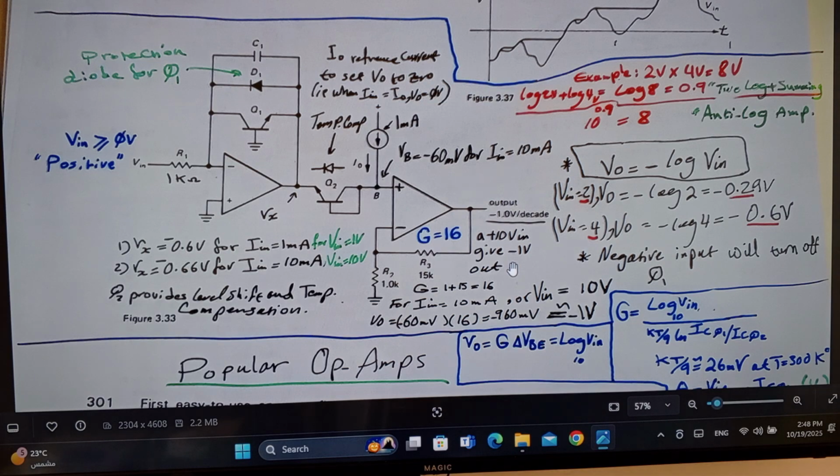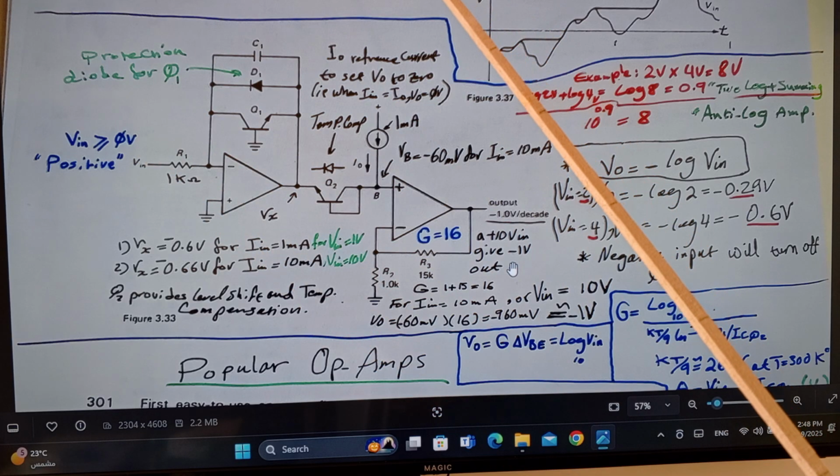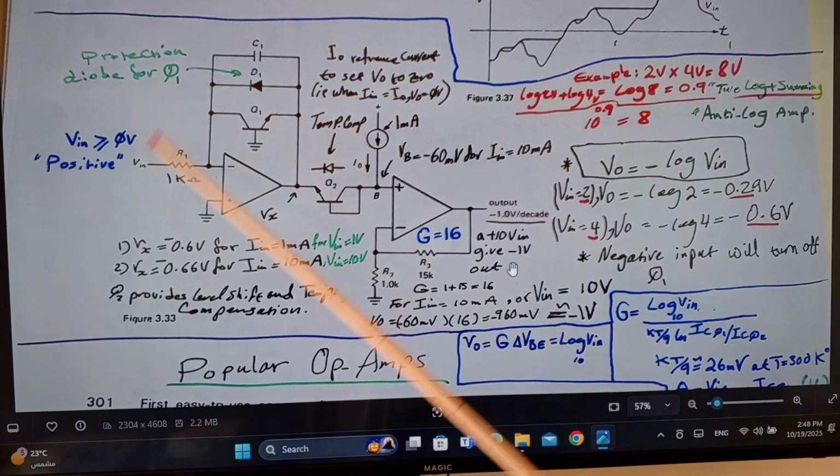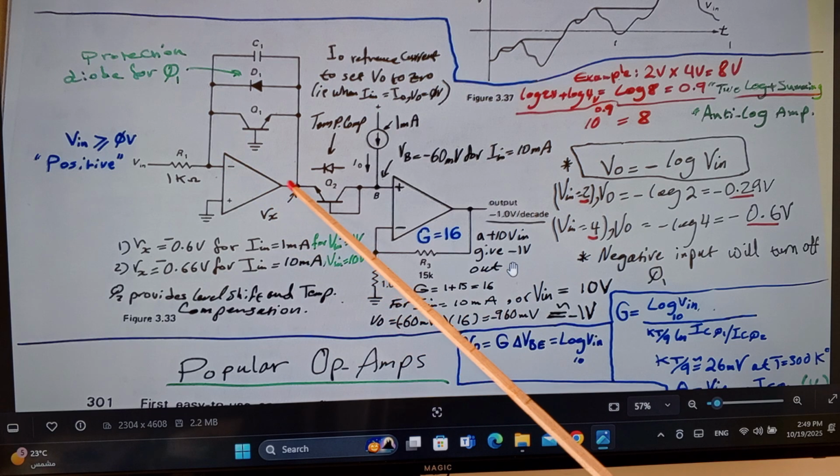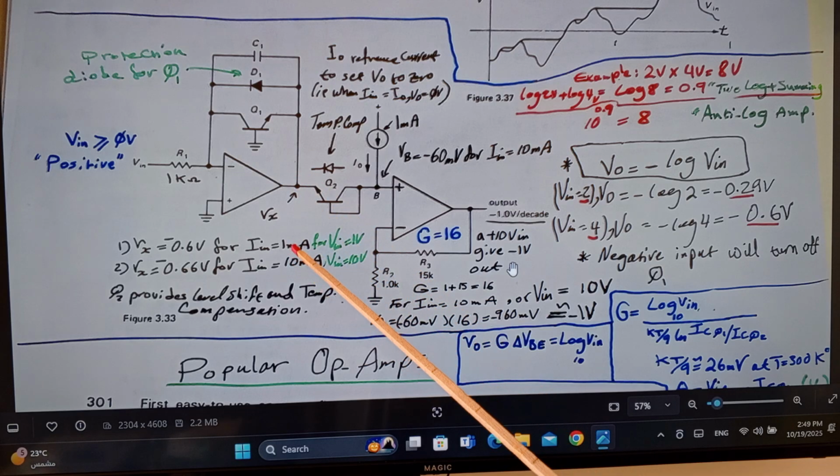Okay, here we are. Now, as we said before, this is the inverting amplifier. And we put an input voltage in here, which has to be positive, by the way. Putting an input voltage in here on the non-inverting input will force the op-amp to lower its output voltage.